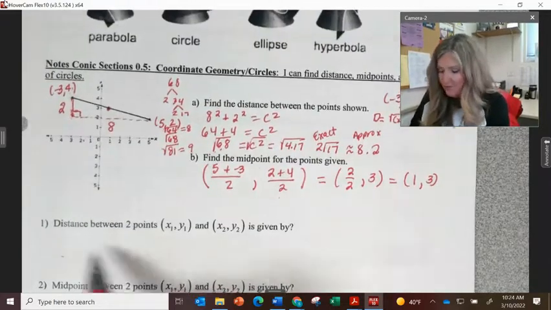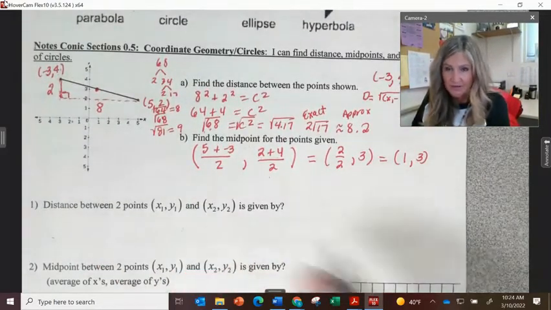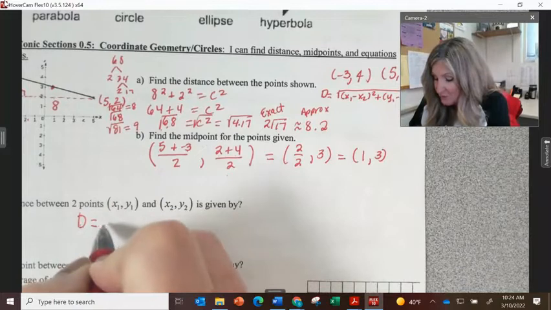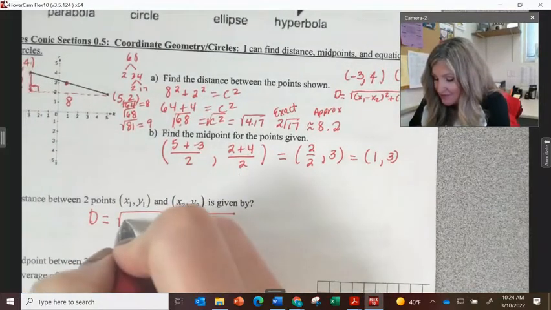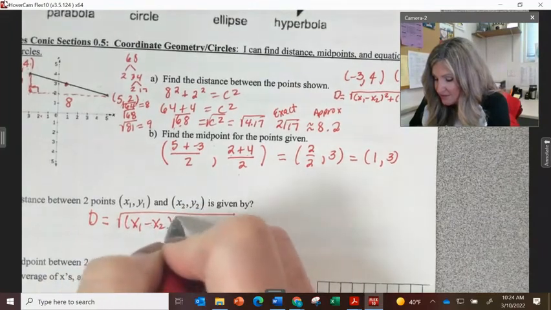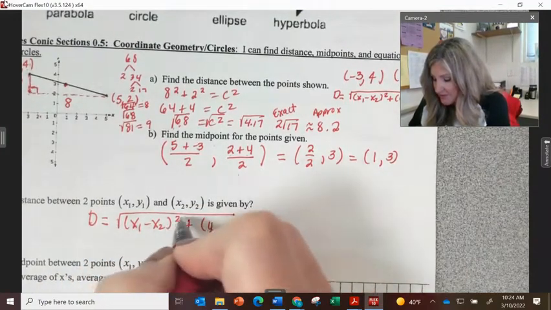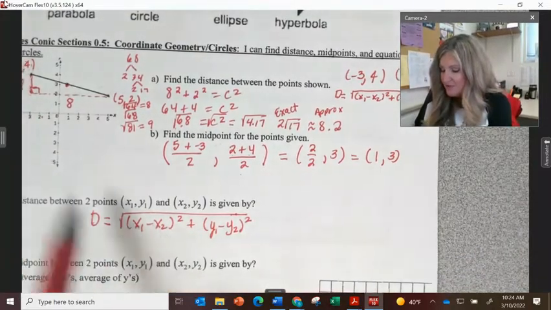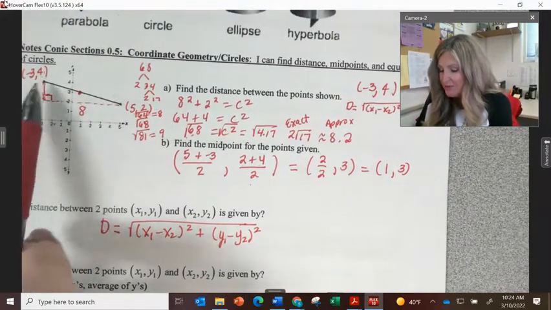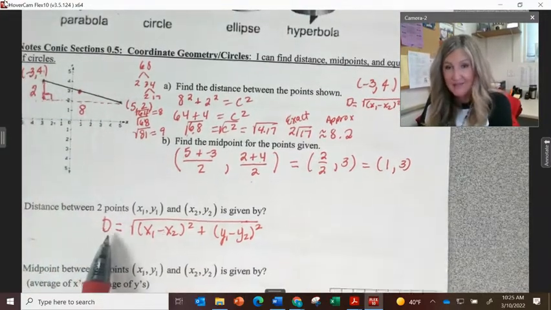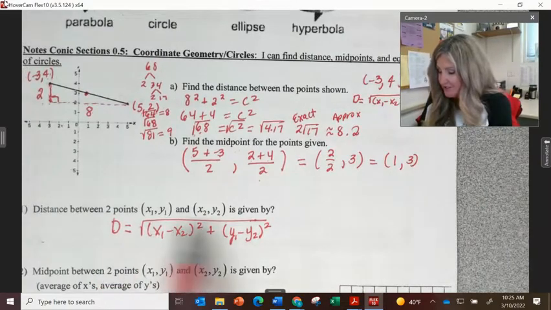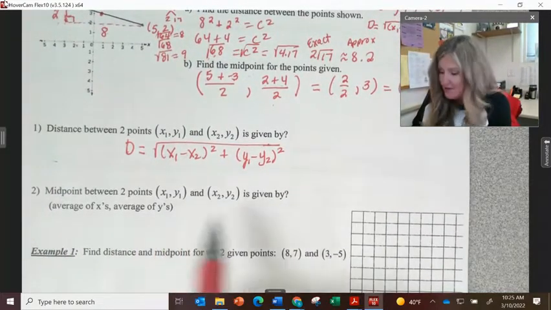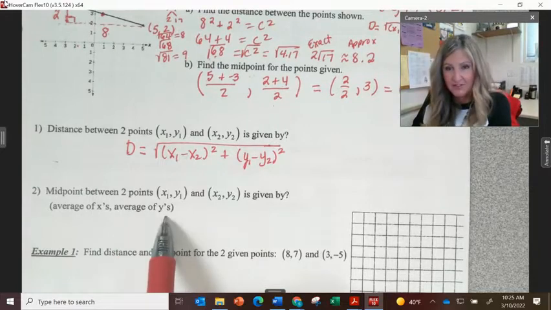Okay? So how do we find the distance between 2 points? Well, like I said, you can just use that Pythagorean theorem. If you know the Pythagorean theorem, it kind of helps you understand the distance formula. You have to take that square root of the difference in the x's quantity squared, plus the difference in the y's, quantity squared. So what we're really doing is that a squared plus b squared equals c squared, and then to find that c value, which is the distance between the 2 points, we have to take the square root at the end. To find the midpoint between the 2 points, it's just the average of the x's and the average of the y's.